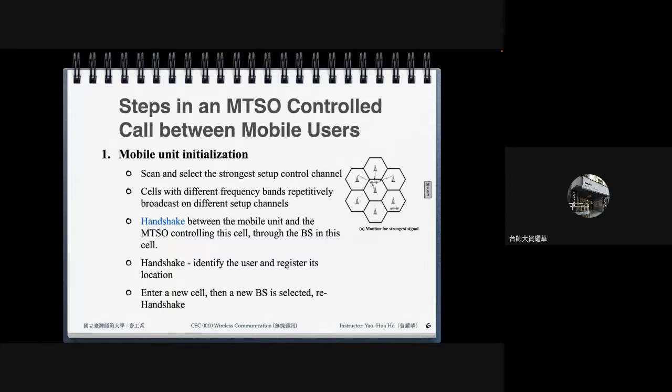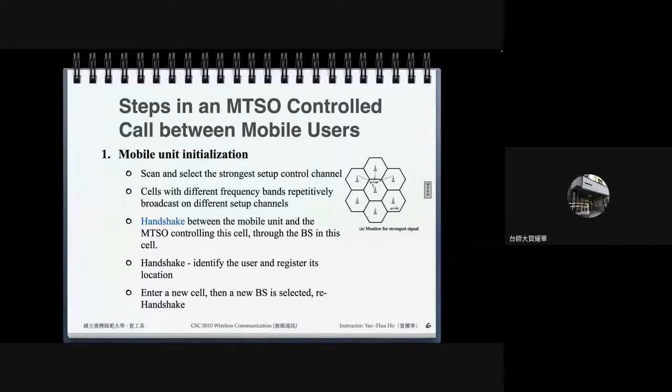In this example, we have four cell towers or four base stations around the mobile device. You want to scan them and make sure you connect to the one with the strongest setup channel. Cells with different frequency bands repeatedly broadcast at different setup channels, to allow the mobile to detect and find the strongest channel. Once you detect and select the strongest channel, the next thing is to do a handshake between the mobile unit and the MTSO that controls the cell.